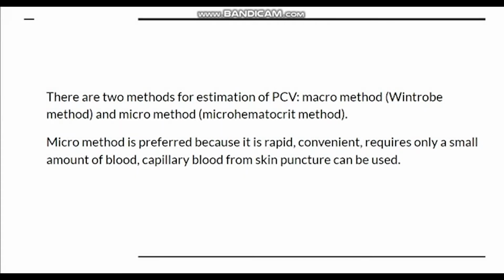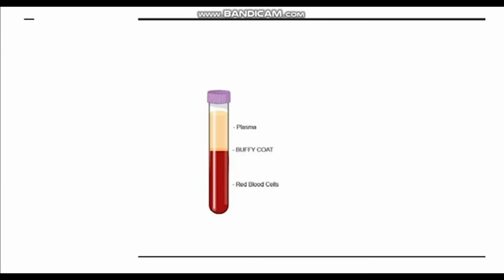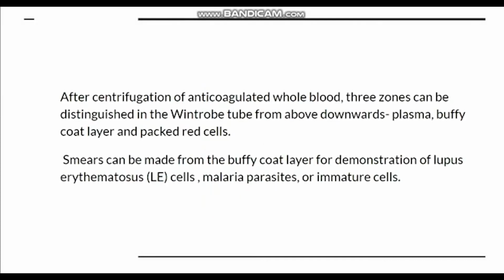Okay, now we are not discussing the method in detail. First, you can see over here, this is the PCV. This is the red blood cell, this is the PCV, and then we have a separation into plasma, and then there is a buffy coat. Buffy coat contains mostly the WBCs and the platelets. Whenever we centrifuge the anticoagulated whole blood, there are three zones which we see in the Wintrobe's tube: plasma, then the buffy coat layer, then the packed red cells. We can measure the packed red cells, and this is the PCV.